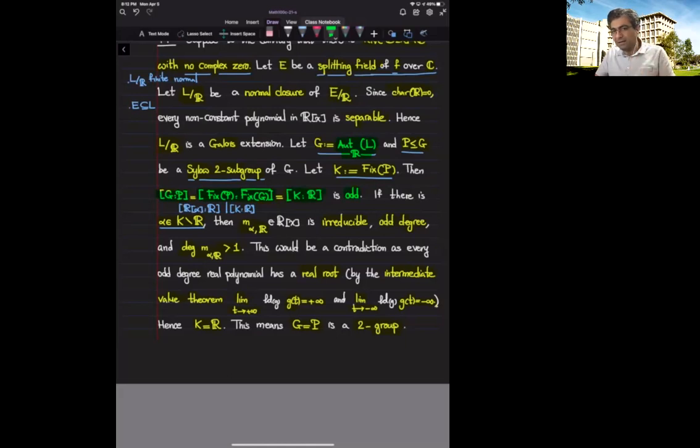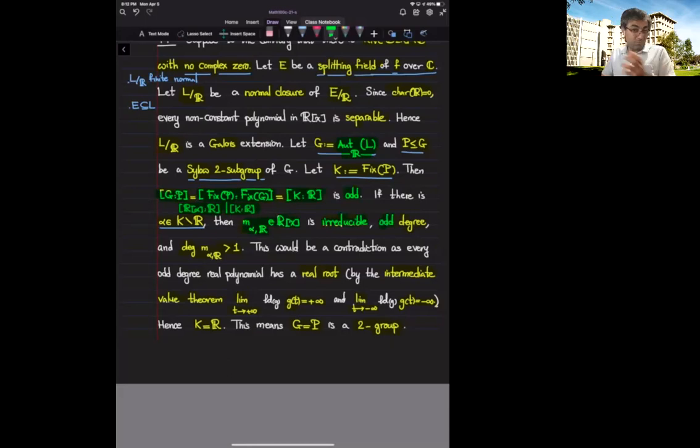That means for every alpha inside this field, when I look at the minimal polynomial of alpha over the real numbers, I get a real polynomial that is of odd degree, because the degree of this polynomial is the degree of the intermediate field extension R(alpha) over R, which divides the degree of K over R, and that one is an odd number. So we end up getting an irreducible polynomial that is of odd degree. But we don't have such a thing unless it's of degree 1.